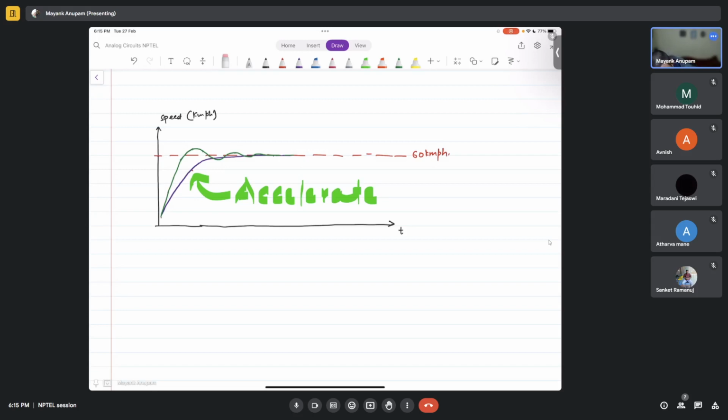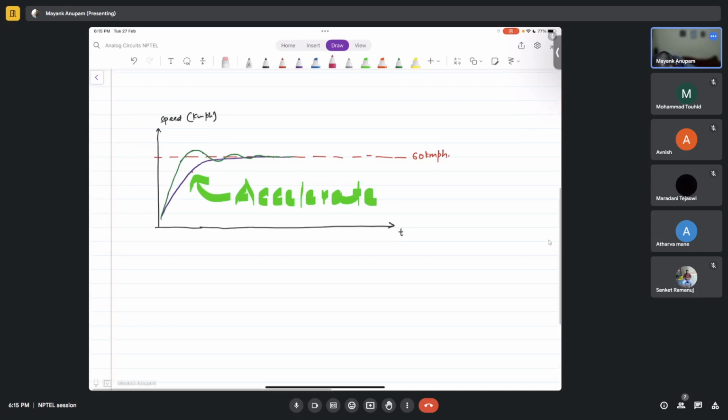Now let's say there is another person who does not know driving. So which color should I use?